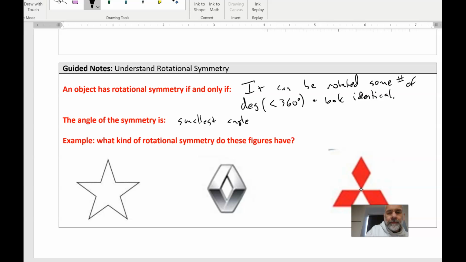The angle of symmetry is the smallest angle you can rotate and have it look the same.